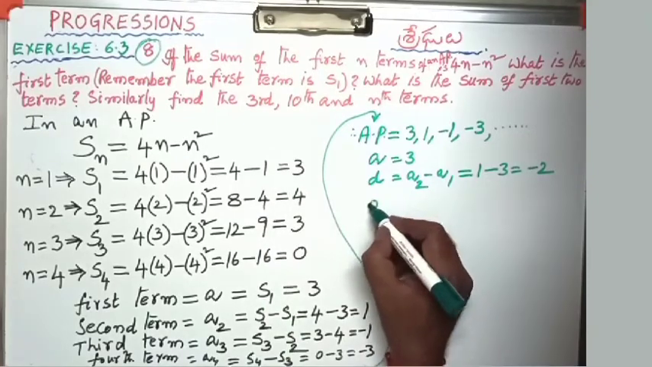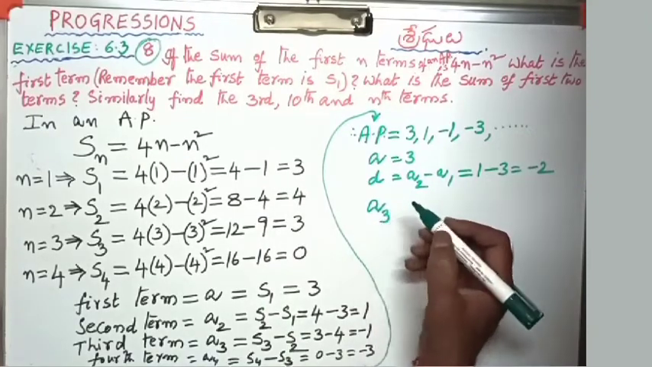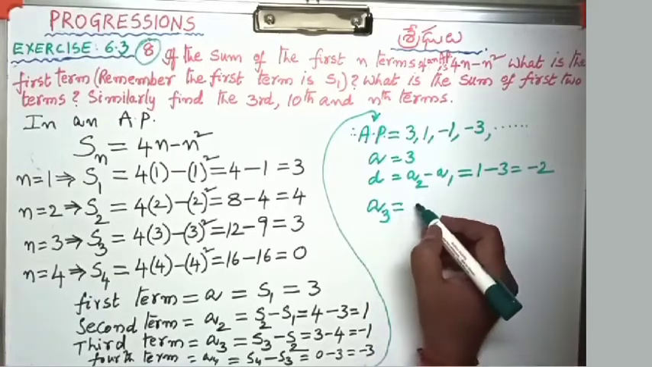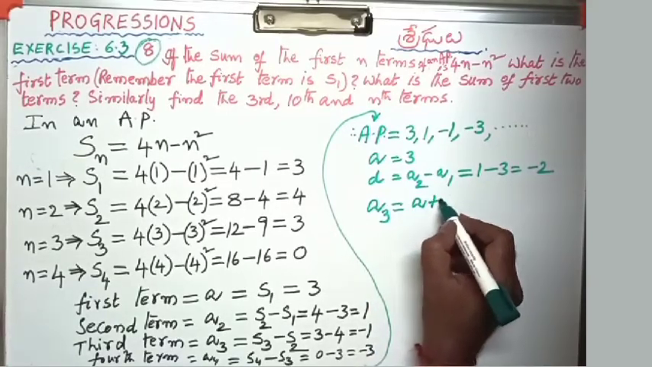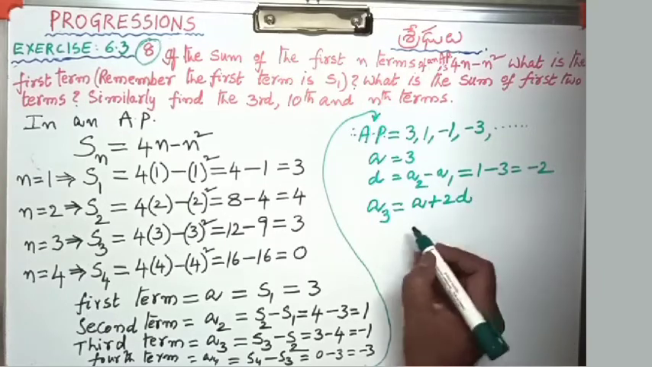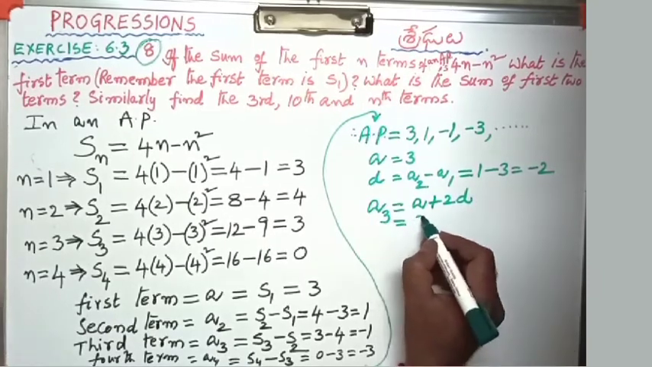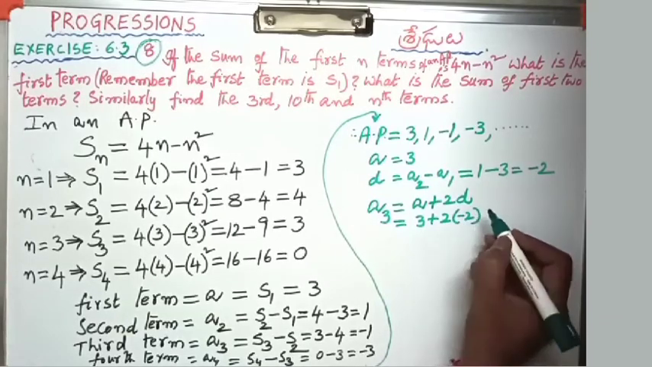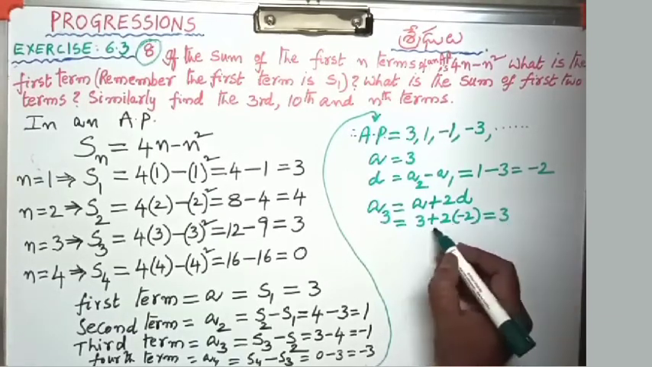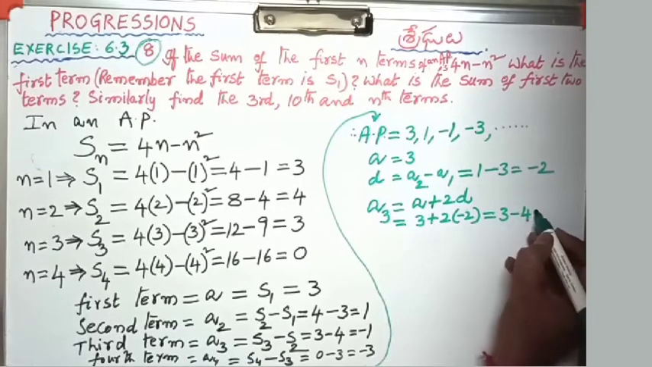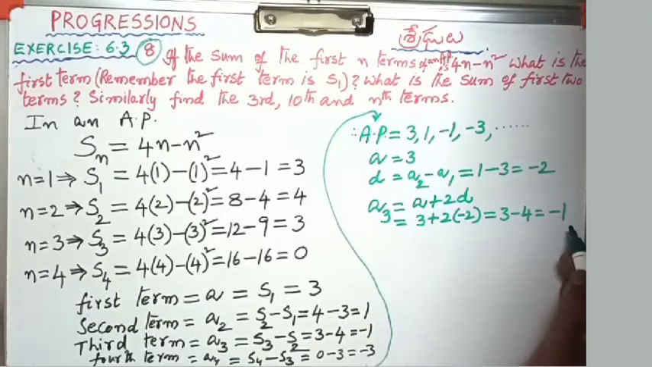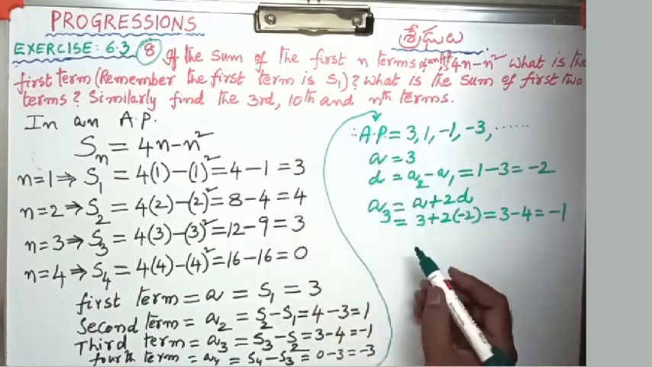Okay, the third term A3 is equal to A plus 2D. That equals A is 3 plus 2 times D, which is -2. So that equals 3 plus minus 2 twos are 4, that equals -1. We already found A3 here as -1, so it matches. Next, they asked for the 10th term.